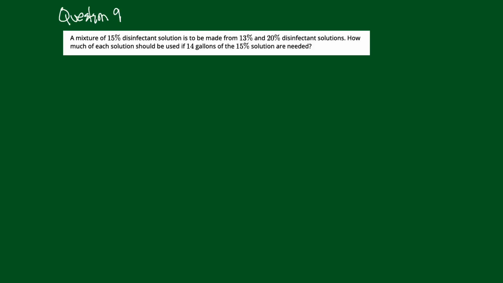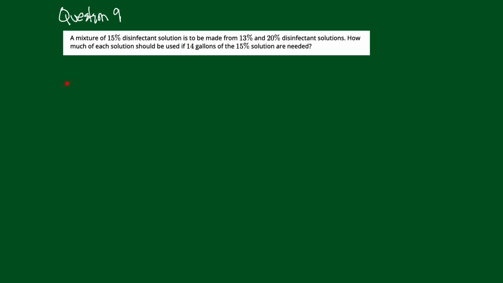Question 9, we're told that a mixture of 15% disinfectant solution is to be made from 13% and 20%. Now, if you take a 13% and combine it with a 20%, the 13% will dilute the 20%, and we want to dilute it to 15%. So it looks like the problem's going to work. What we want to know is how much of each solution could be used if 14 gallons of the 15% are needed. So we need 14 gallons.